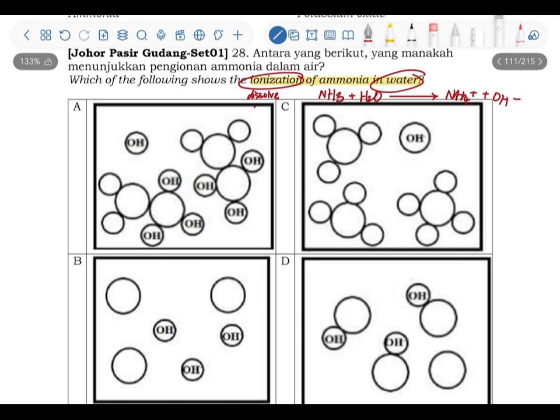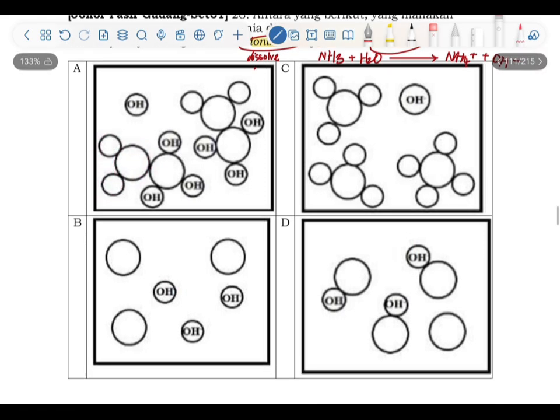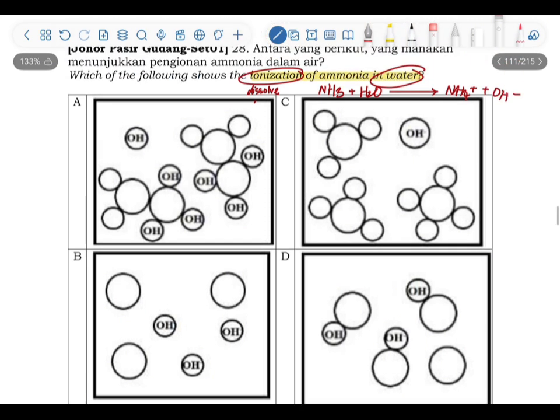This is actually still the molecule form. It means that this ammonia is still present in the ammonia form. It does not ionize since all these particles are bound to each other. And then let's look at B.